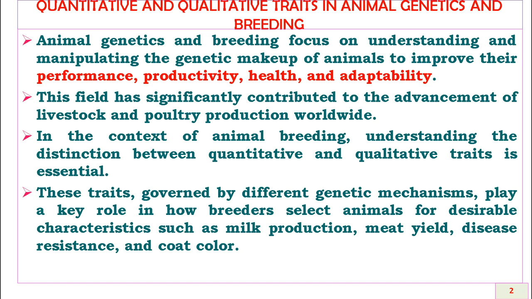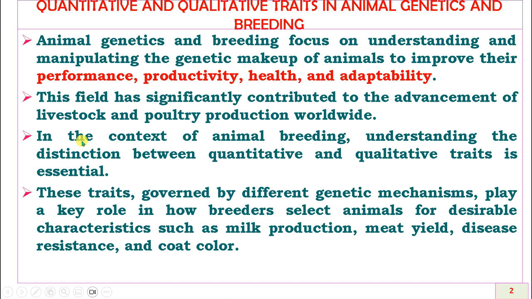It is one of the important things that animal genetics and breeding focus on understanding and manipulating the genetic makeup of animals to improve their performance, productivity, health, and adaptability. That's the important thing whenever a breed needs to be developed. Hence, being animal geneticists, we should understand what things especially need to be known while following a genetic type of the traits. This field has significantly contributed to the advancement of livestock, especially poultry production worldwide. A lot of new breeds have evolved, and they are performing very well for either egg or meat production or as broilers.